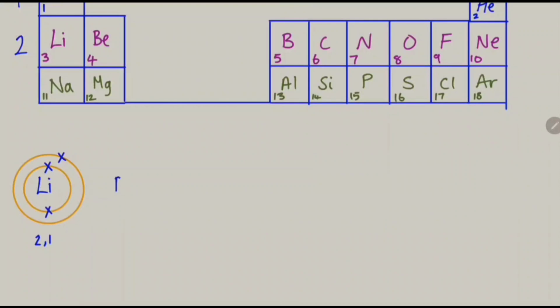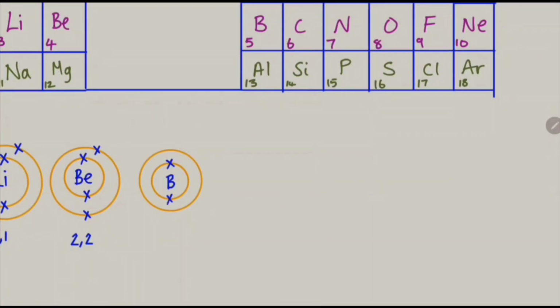Then we move on to beryllium. Now beryllium has atomic number 4, so we have to fit 4 electrons, maximum of 2 in the first, like so, and then 2 electrons in that new energy level, 1, 2. So its electronic structure is 2, 2. We can move on to the next element, boron. Boron has atomic number 5, 2 in the first, and then 1, 2, 3 in the second energy level. Electronic structure 2, 3.